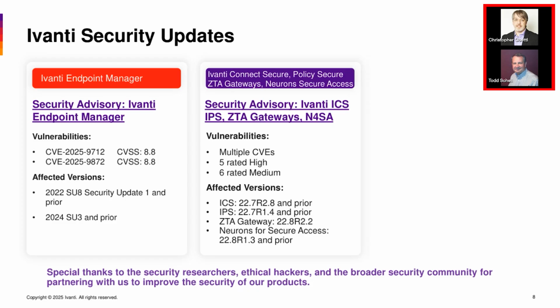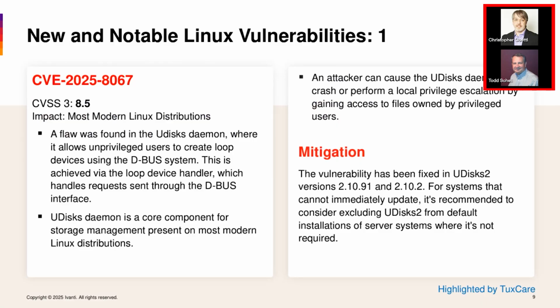All right, getting into our Linux lineup. This month, we got a couple here that definitely might be requiring a little bit of investigation to see if you're exposed or not. The first one here is CVE-2025-8067. It's a vulnerability that's been fixed in UDisk 2. The specific versions are there capturing that. This one does have active exploits on this, and then they talk a little bit about who's being targeted.